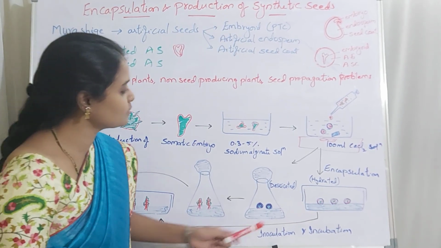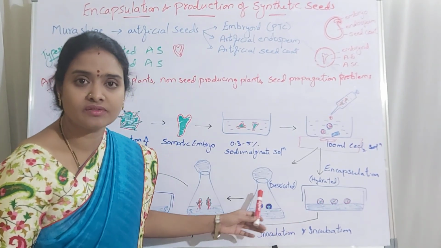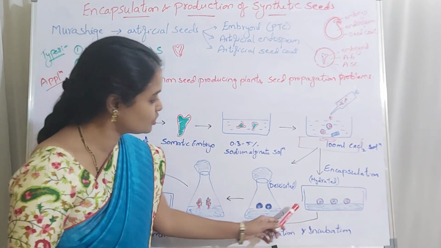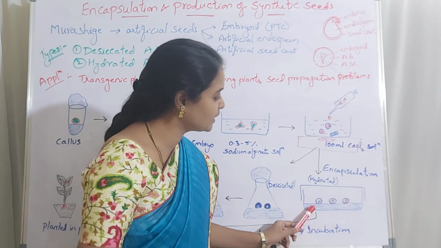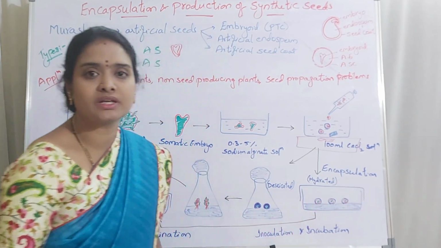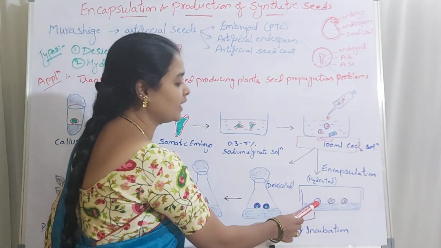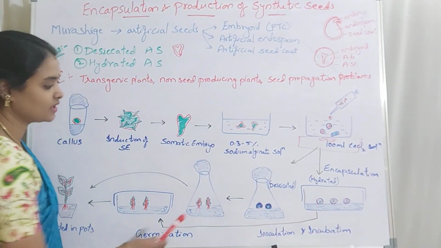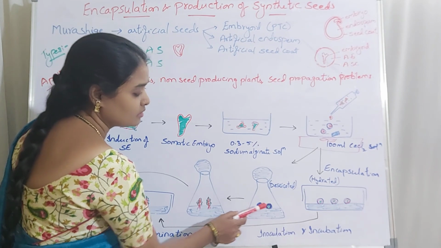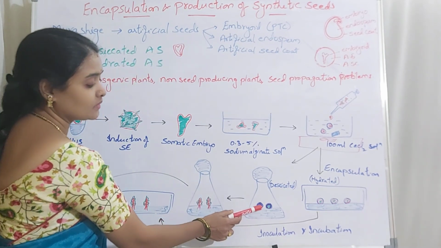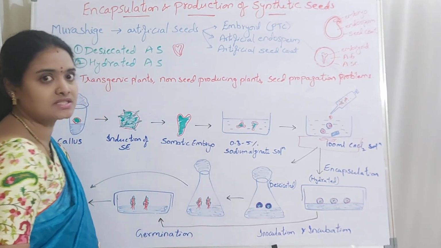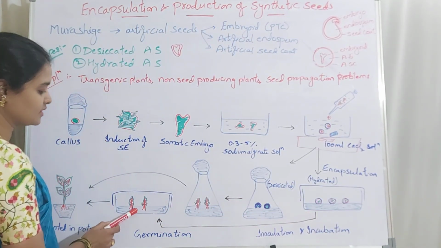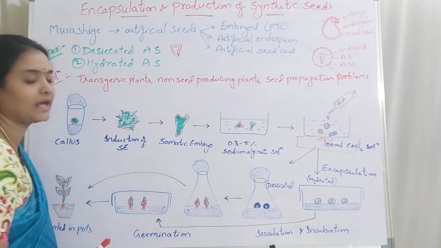Okay, so here I am showing you in vitro condition where we are sowing in the lab. Okay, in the plant tissue culture media. So here you can see in the Petri plate you have the plant tissue culture media where we have sown the hydrated artificial seeds, whereas here we have inoculated the desiccated artificial seeds. In both the cases, here the germination occurs and they result in formation of plantlets.